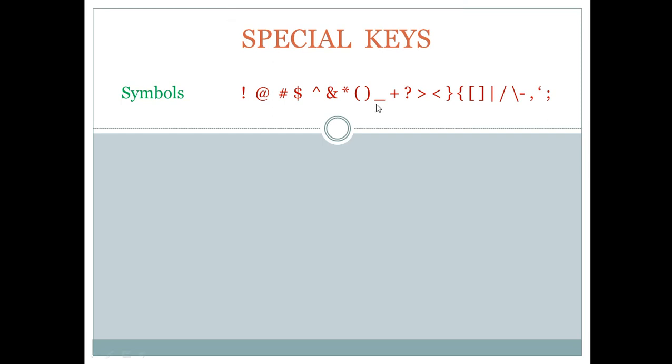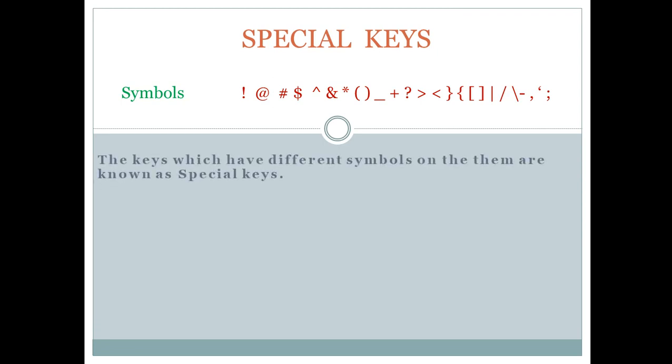In this video, we will discuss keyboard special keys. There are keys on the keyboard which have different symbols on them, and such keys are known as special keys. The symbols like sign of exclamation, @, hash, dollar, exponential symbol, ampersand symbol, asterisk symbol, a pair of circular brackets, all these are symbols.